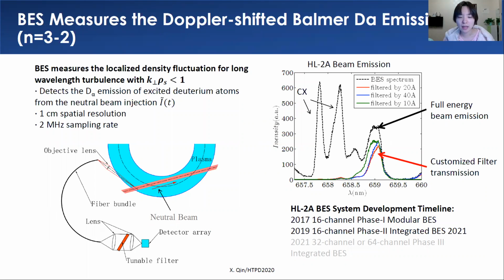So when NBI is injected to the plasma, the BES detects the D-alpha emission of excited deuterium atoms. The light is collected by a front-end optics and then transmitted through a fiber bundle to the lenses and then focused onto a photodiode detector.